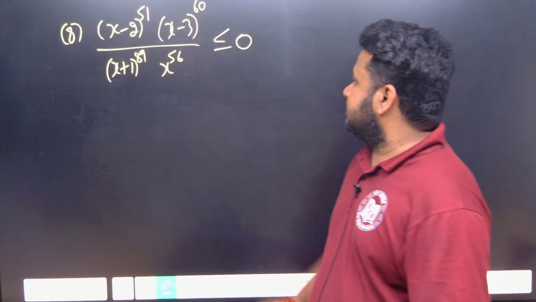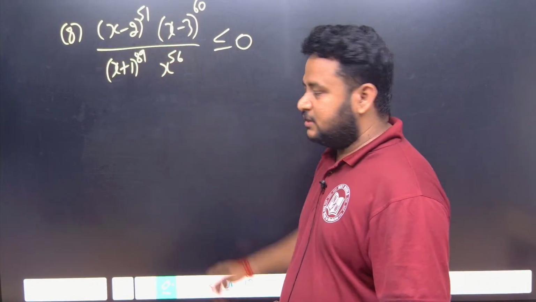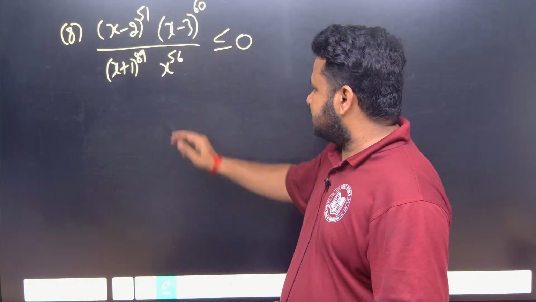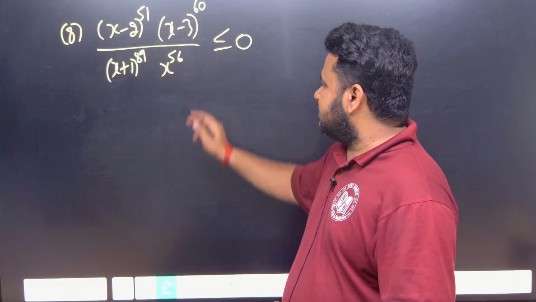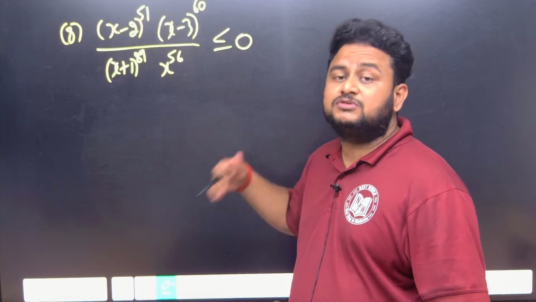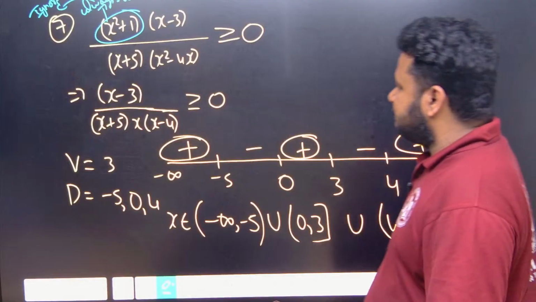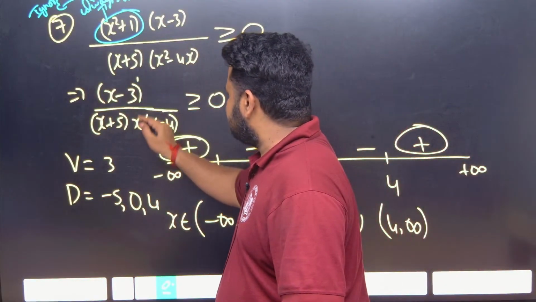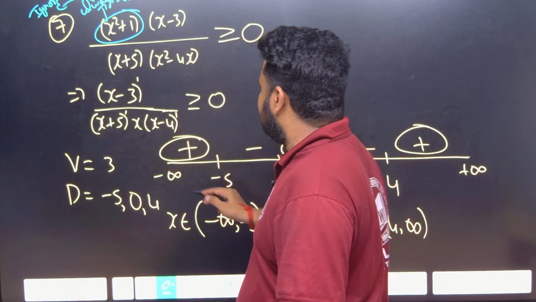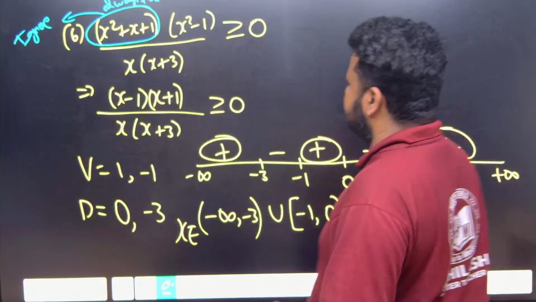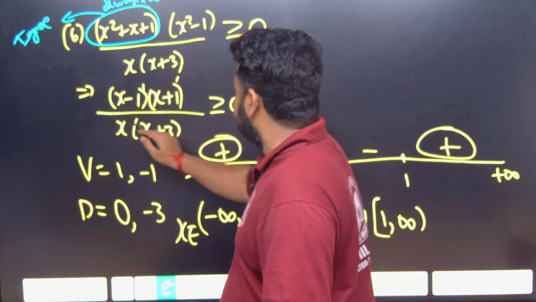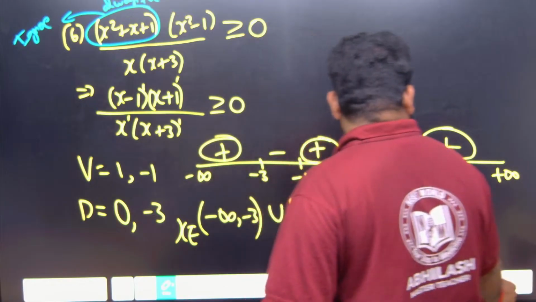Now you may be thinking, x minus 2 to the power of 51 is there, x minus 3 to the power of 60 is there, x plus 1 to the power of 89 is there, x to the power of 56 is there. So how to solve these questions? Till now, whatever questions we solved, you used to get factors that were linear, to the power of 1. So how to solve this question?